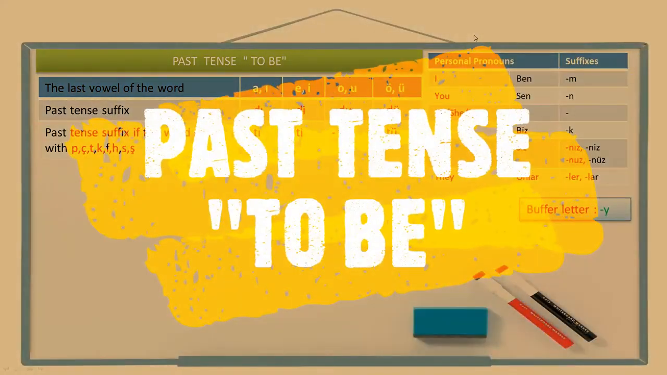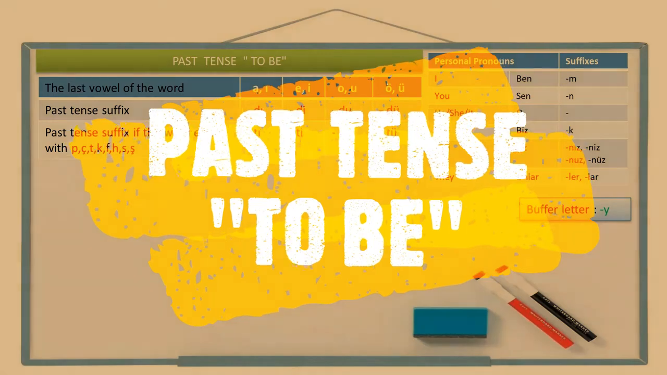Hello friends, merhaba arkadaşlar. In our previous lesson, we learned present tense to be. And in this lesson, we will continue with past tense to be.